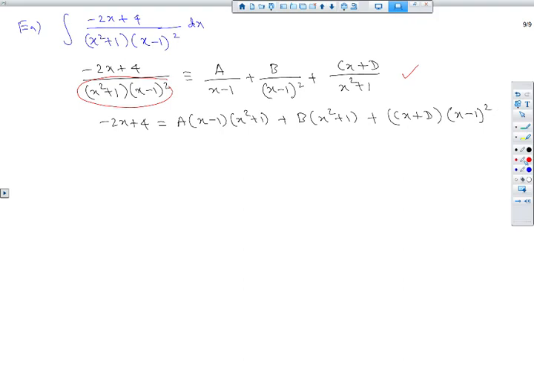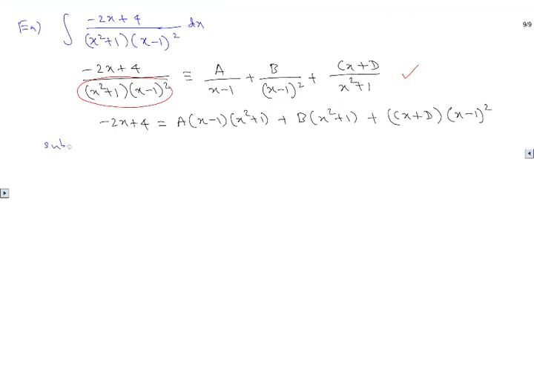So you can see we can find b first because there's a common term x minus 1. So we're going to substitute x equals 1. If you plug in x equals 1, you're going to get on this side 2 equals 0 plus b times 2 plus 0. So this says that b equals 1. So we find b first.